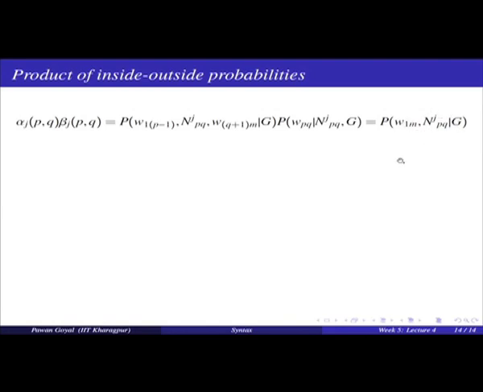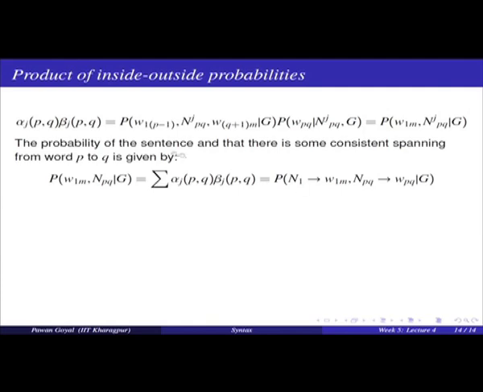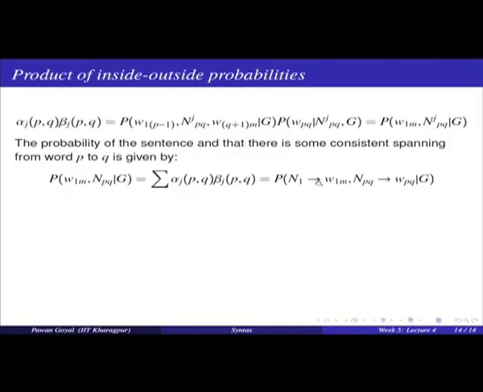There is some consistent spanning from wp to wq. In that case, I will have to sum over all possible j's, so that I can achieve by summing over all possible j's for alpha j pq, beta j pq. This is the probability of the sentence, and that there is some consistent spanning from word p to word q. Okay. And this you can also write in this manner. Okay. It is the same thing. N1 derives W1M and NPQ derives WPQ. This and this are the same thing, except this particular index of Nj.